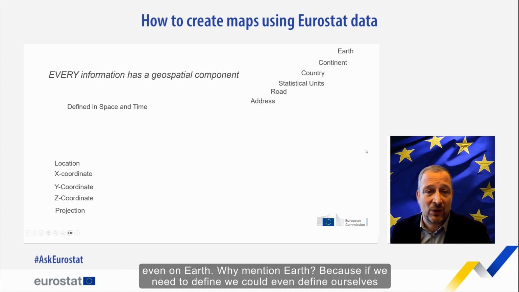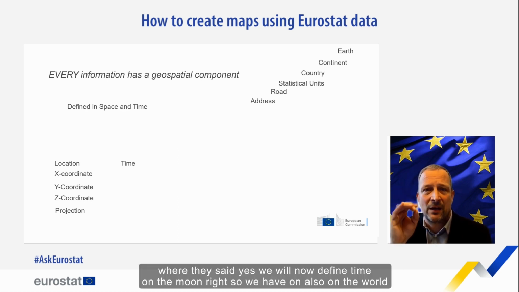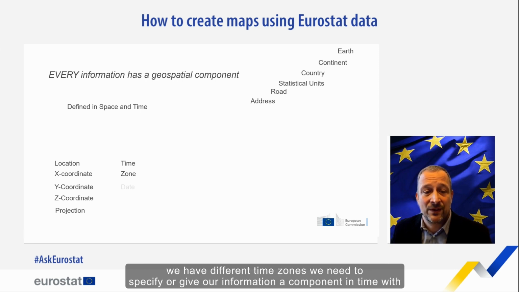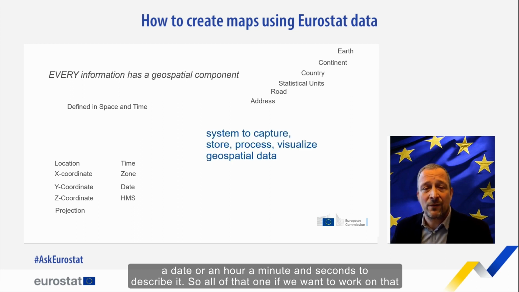Why mention Earth? Because we could even define ourselves in the universe, because you might have heard about the recent announcement from NASA, where they said, yes, we will now define time on the moon. So on the world, we also have different time zones. We need to give our information a component in time, with a date or an hour, minute, and seconds, to describe it.